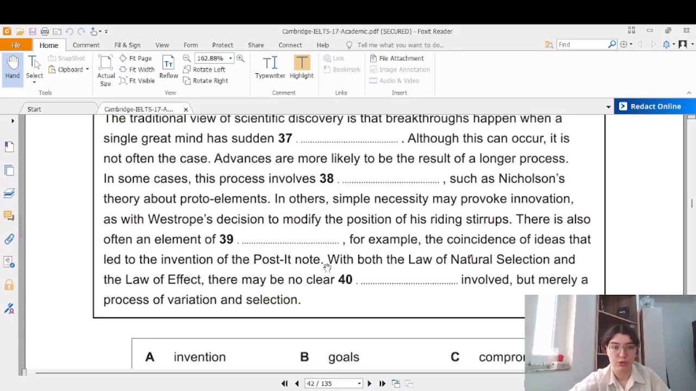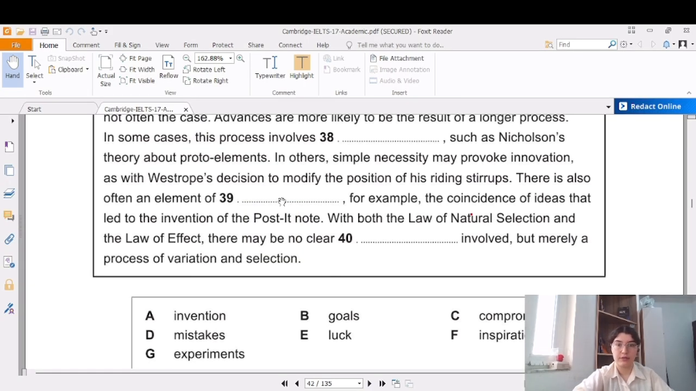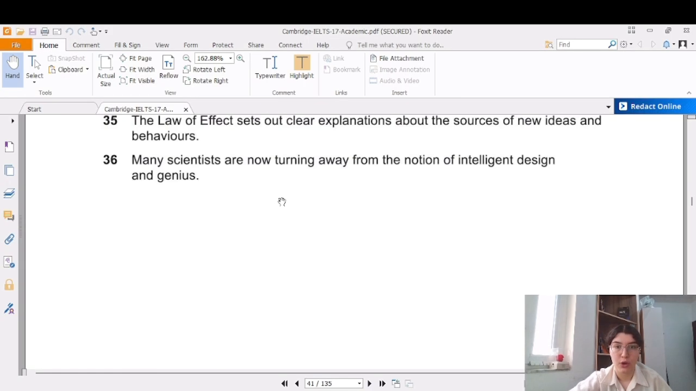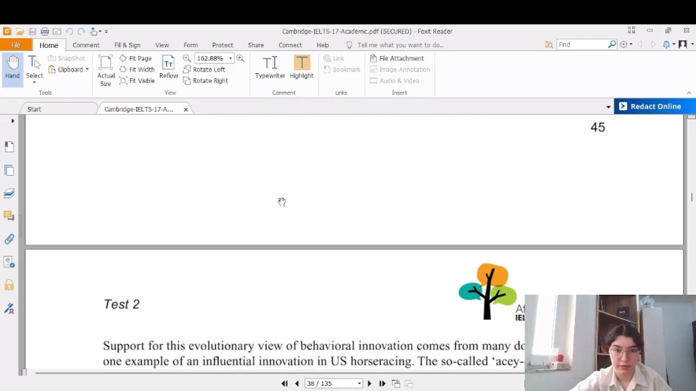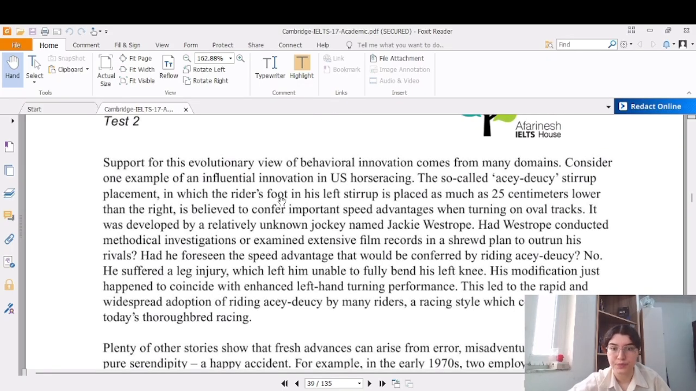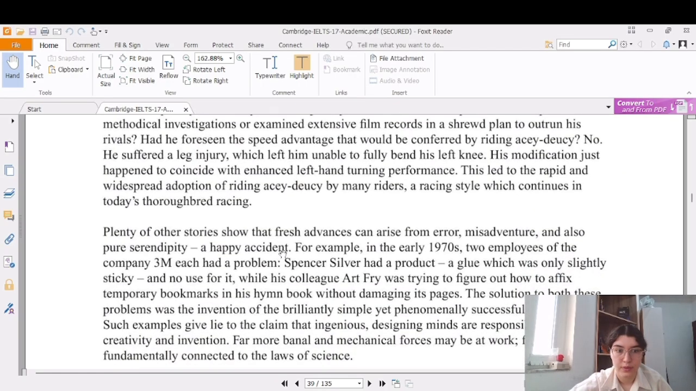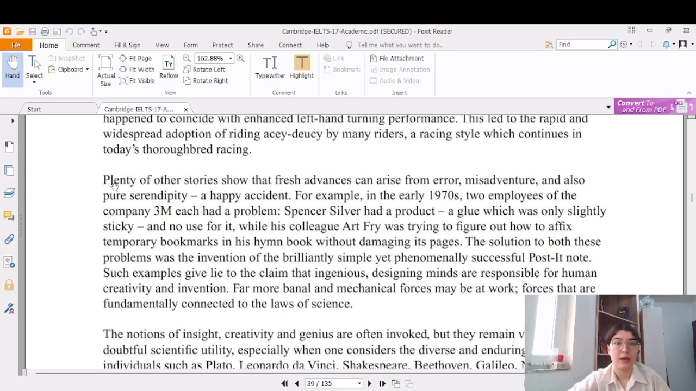of post-it note. So let's see, element of something that led to the invention of post-it note. Let's see which paragraph it was in. Post-it note. Maybe it would be here. Plenty of other stories show that fresh advances can arise from error, misadventure, and also pure serendipity, a happy accident. For example, in the early 1970s, two employees of the company 3M each had a problem. So they had a problem at the same time. It was like a coincidence.